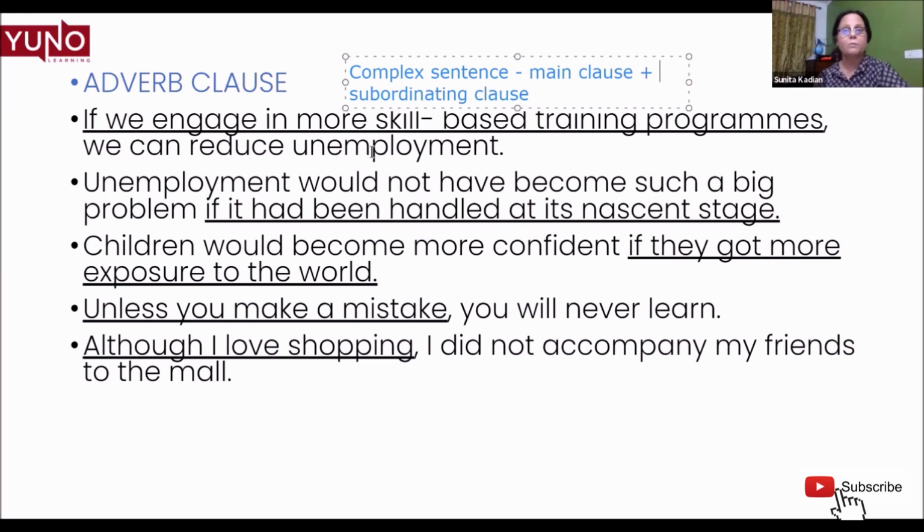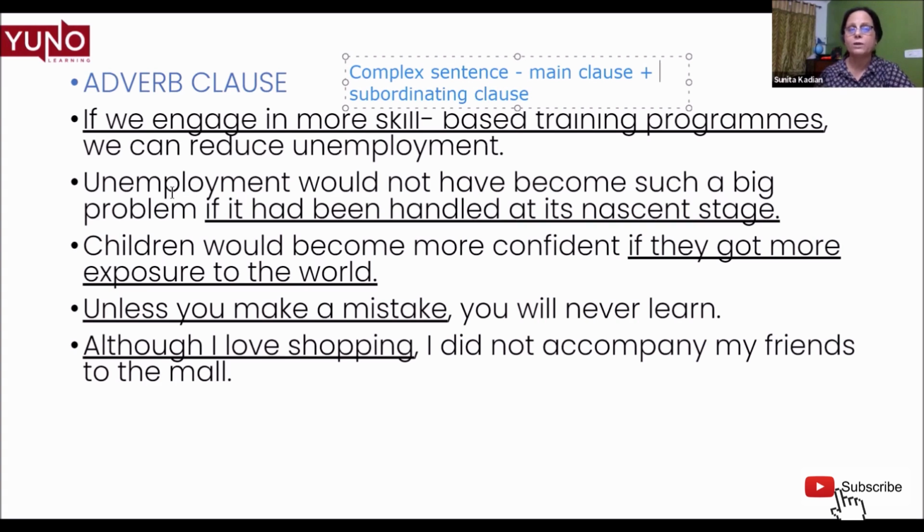So we can reduce unemployment is independent. If is the subordinating conjunction. If we engage in more skill-based training programs, that's the subordinating clause. So the adverb clause is what? In which we have a clause that plays the role of an adverb. Adverb tells us why, when, where, how something happens. So this is an example of an adverb clause.